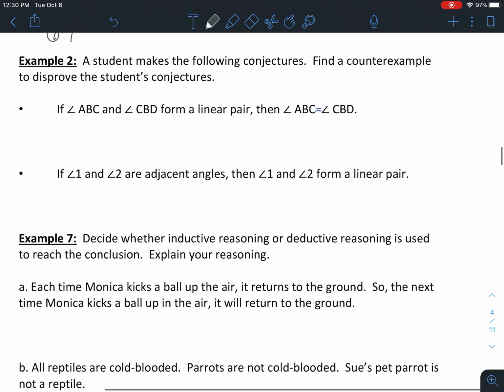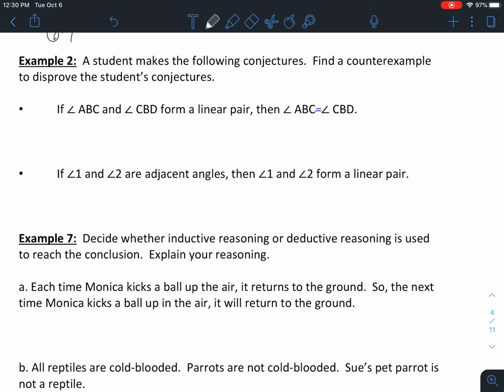All right. Example 2. A student makes the following conjecture. Find a counterexample to disprove these conjectures. So starting off with example 2, we know both of these are going to be false. So now we have to find our counterexample that says why they're false.